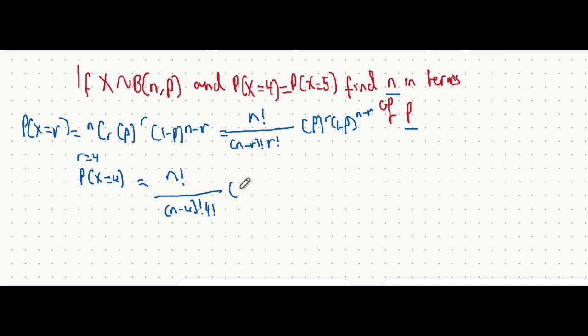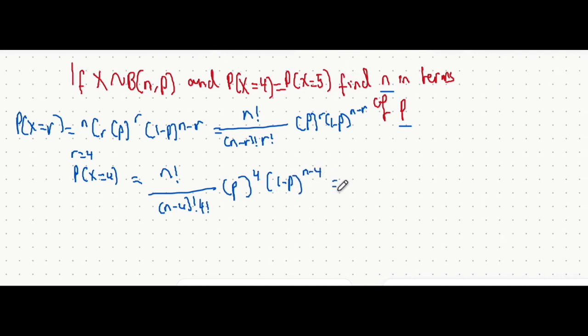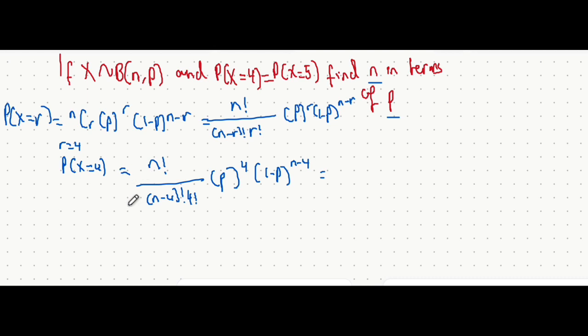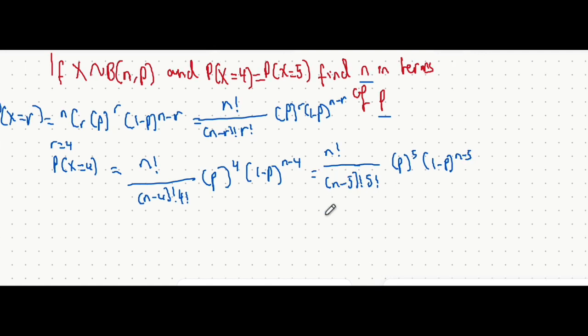Times the probability that we don't yet know to the power of 4, multiplied by 1 minus p to the power of n minus 4, is equal to everything here except when we replace r with 5 instead of 4. Everywhere there's a 4, we're just replacing it with a 5. So let's do that on the right hand side of this expression: n minus 5 factorial, 5 factorial, p to the power of 5, and then this will become 1 minus p to the n minus 5. Okay, how do we simplify this and make it so that n is in terms of p?